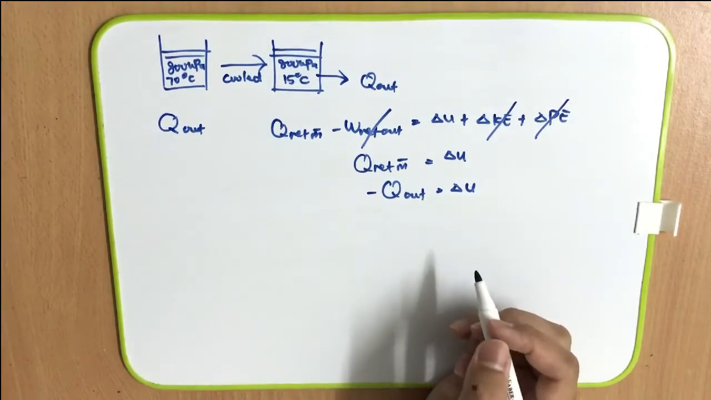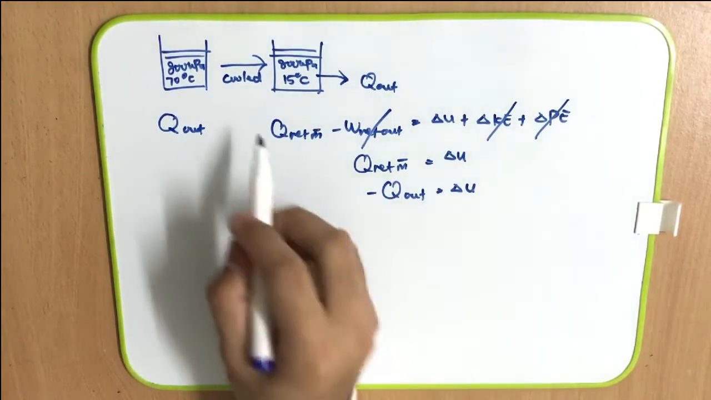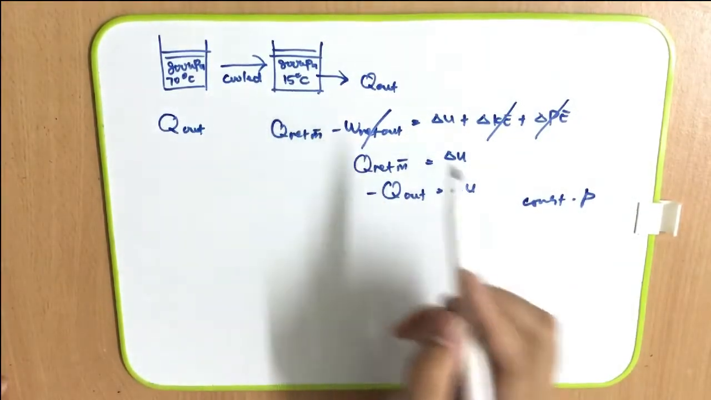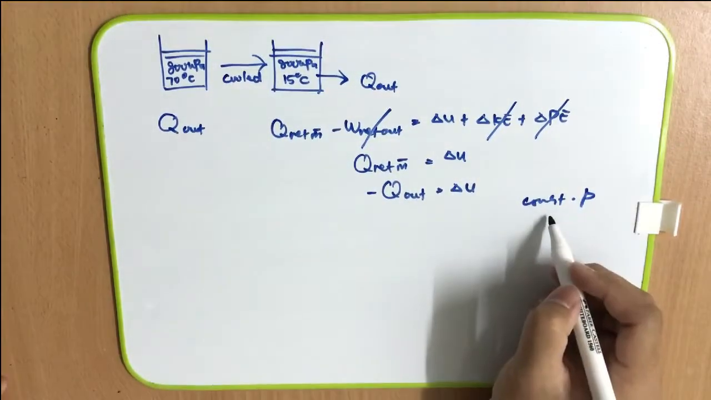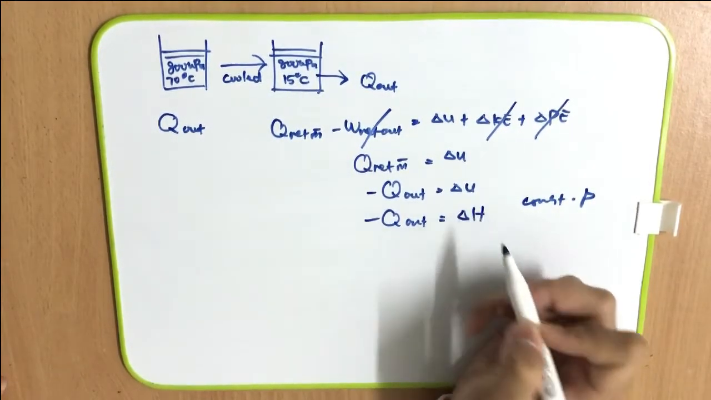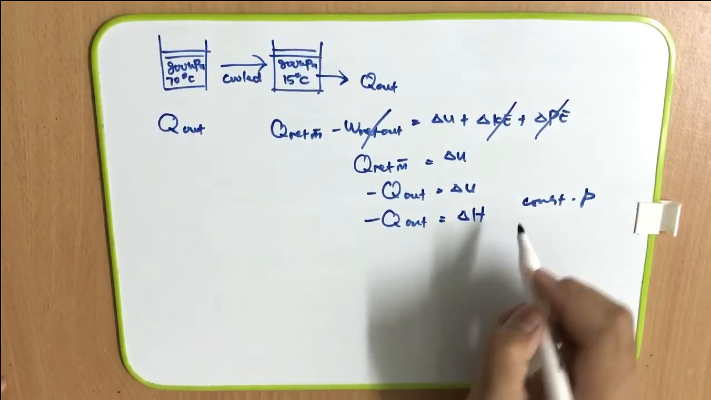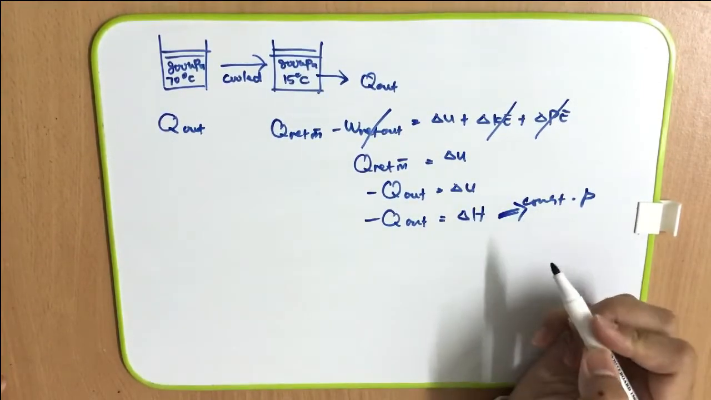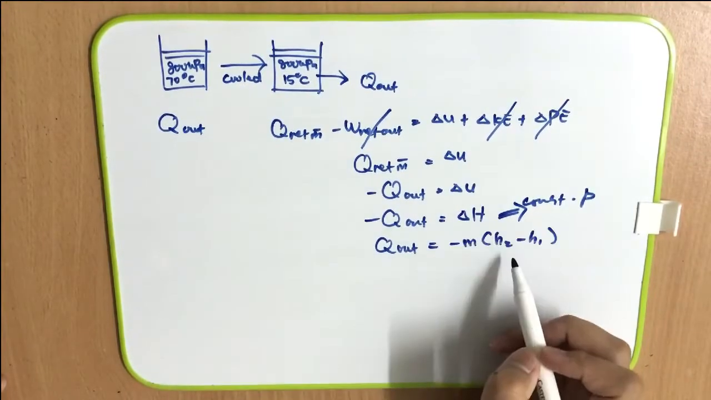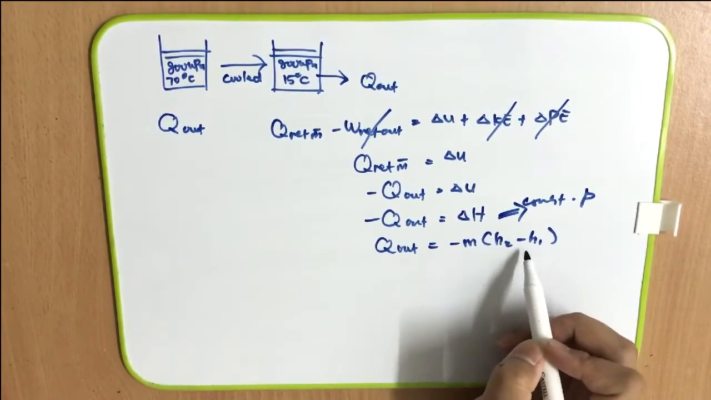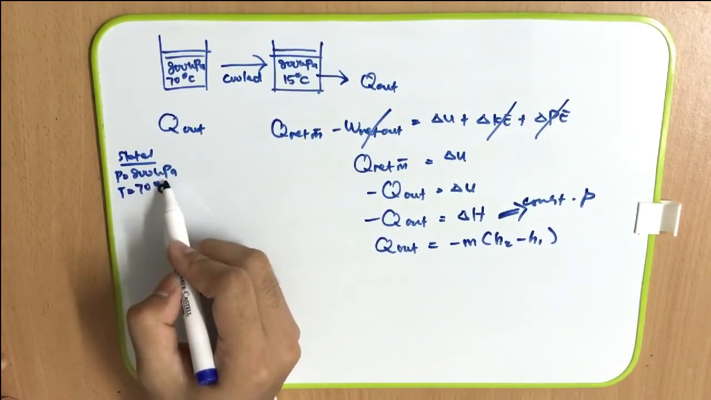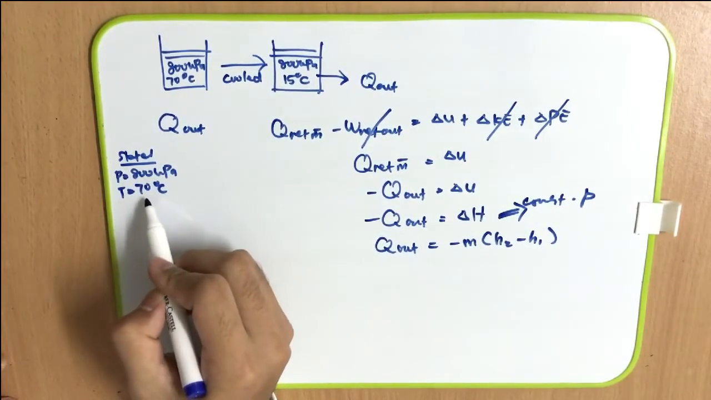And from the question, we have to realize that this process happens at constant pressure. Even though this is a closed system, because it is operated under constant pressure, negative Q out can be related with delta H. We have to remember, this is only for constant pressure. So now, in order to find the Q out, we have to find the enthalpy for state 2 and enthalpy for state 1. At state 1, the pressure is 800 kPa and temperature is 70 degrees C.